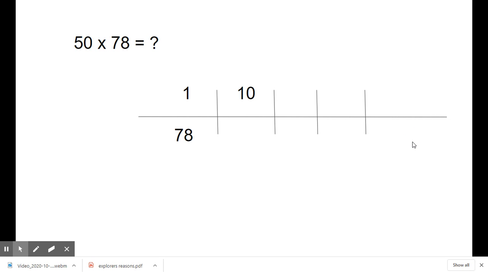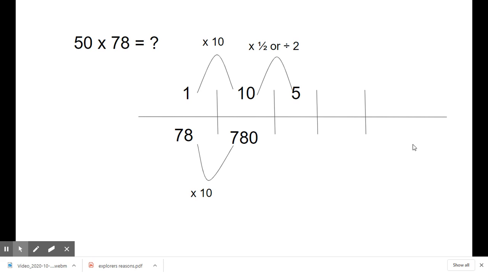We know one group of 78 is 78. What is 10 groups of 78? 1 times 10 is 10. 78 times 10 is 780. We cut that in half. 10 divided by 2, or times 1/2, equals 5. 780 times 1/2, or divide by 2, equals 390.